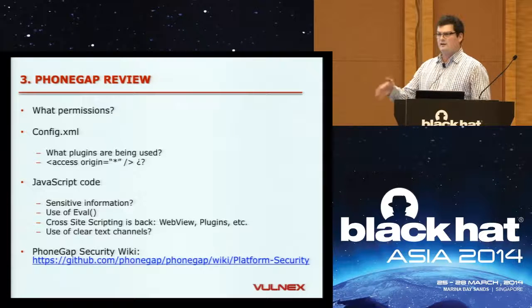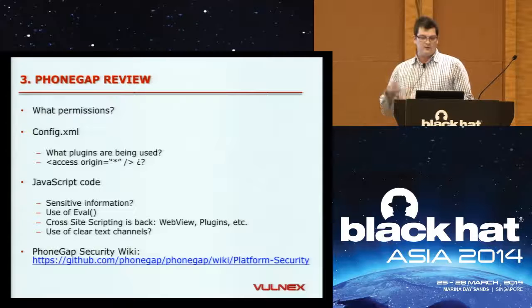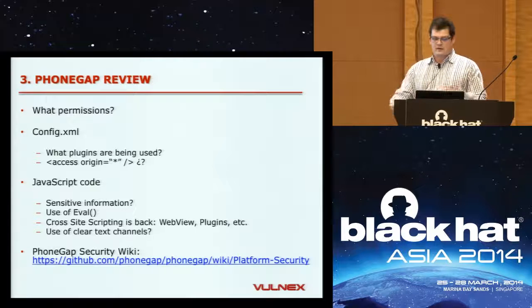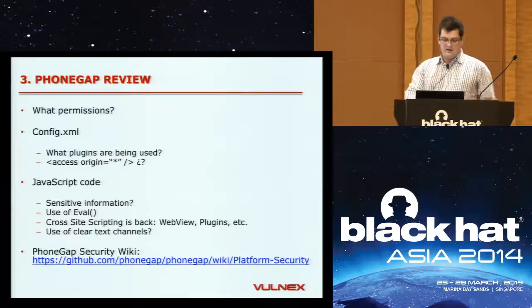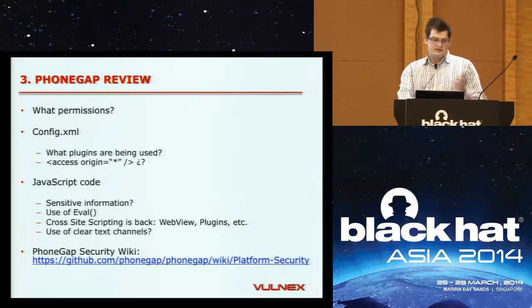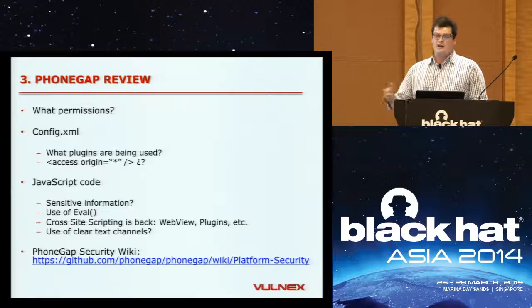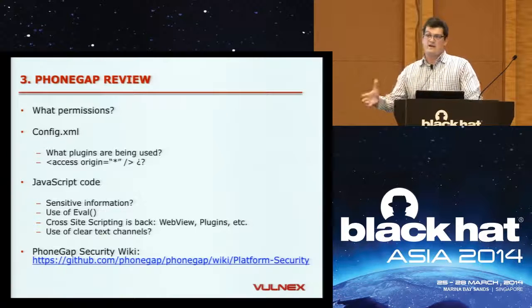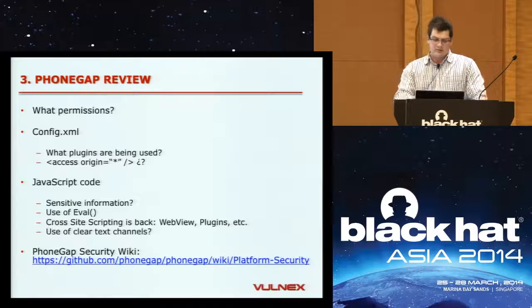Then we can also look into the JavaScript code. We can look for sensitive information. Are there any passwords there? Is insecure syntax used? Cross-site scripting is quite a common security risk in PhoneGap applications, because at the end it's just a web app. Is the application using a clear text channel, HTTP, etc.? So here we have different things we want to look for when doing a PhoneGap review. In this link you will find more information about it.